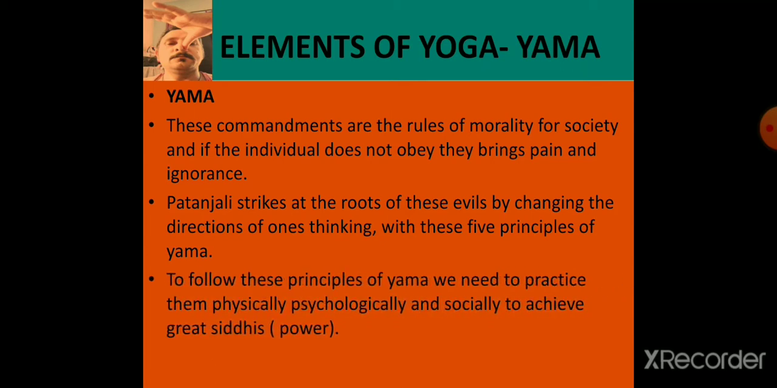To follow these principles of yam, we need to practice them physically, psychologically, and socially to achieve great siddhis or power. It means to get more benefit from these 5 principles of yam, the person needs to follow and implement these principles physically in the body, psychologically in the mind, and socially in society.